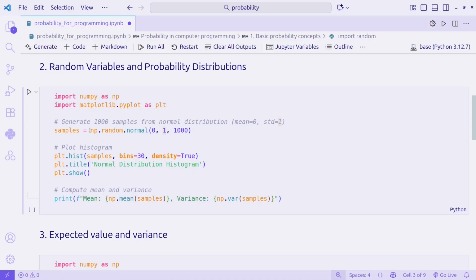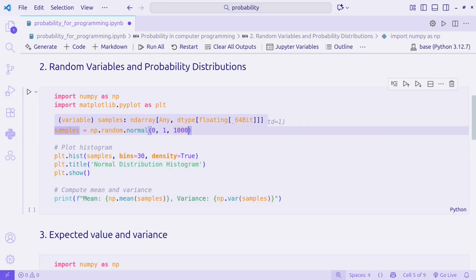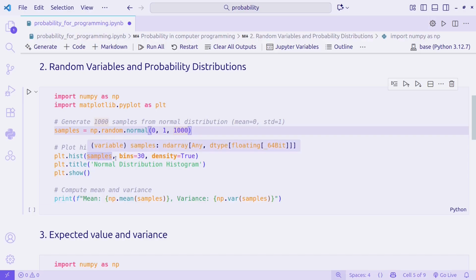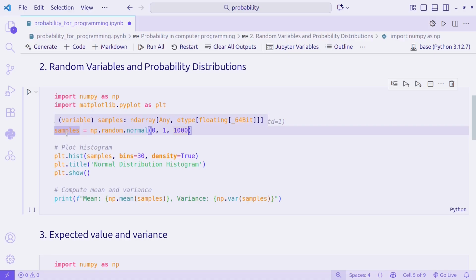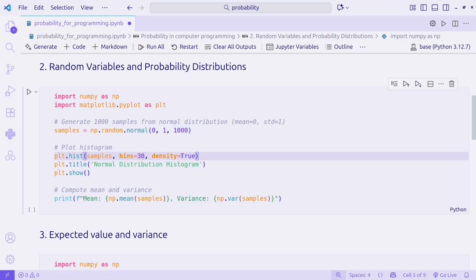So I can use this line here, np.random.normal, mean as 0, standard deviation as 1, and I want to do the sampling for 1000 times, okay? So I will be able to have an array that stores the result coming from the random sampling out of a normal distribution with mean equals 0 and standard deviation equals 1, okay? And then I just want to plot the histogram of the values obtained from the normal distribution. I need 30 bins, and I want to show the probability density function so that the area of the graph will be just 1, okay?